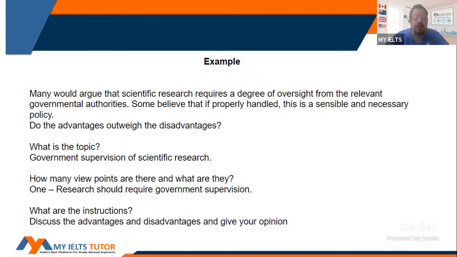Now the instructions, what are the instructions? Basically, you need to discuss the advantages and the disadvantages and to give your opinion. Now, your opinion is based on whether the advantages outweigh the disadvantages or the disadvantages outweigh the advantages. So that's your instructions. That's your opinion there, and you need to discuss that. Okay. So we have a question. Now let's move on to the next example.